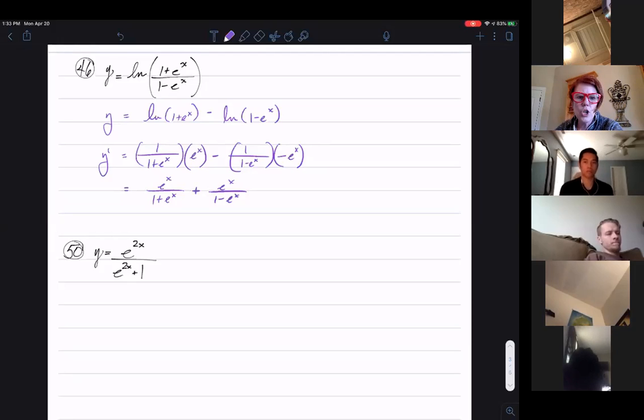ln of both sides? You could, but then you're going to have implicit differentiation. Remember, the goal here is not to solve. The goal here is to find the derivative. I'm going to go back to the quotient rule. That's the only option. Okay? Don't be afraid of the quotient rule. I know it's a little more challenging, but there's nothing wrong with it. In this case, it's the easiest thing to do.